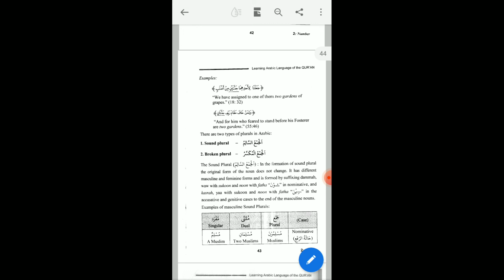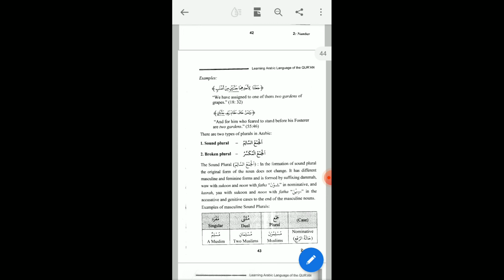Jannatun, there is ta marbuta, it's feminine. It would mean that it's an object. We have assigned what have we assigned? Two gardens. It means these two gardens are the object in this sentence. So it is dual, but it would be in the objective case. How would it be? Jannataini.